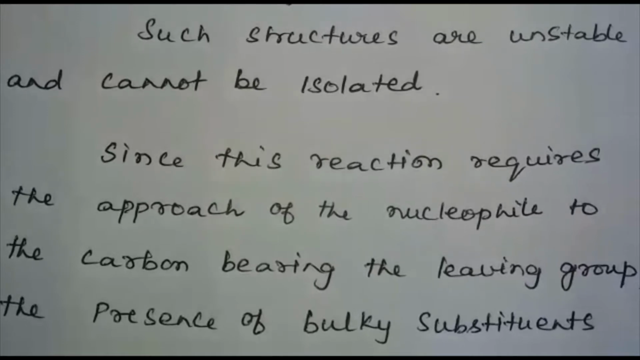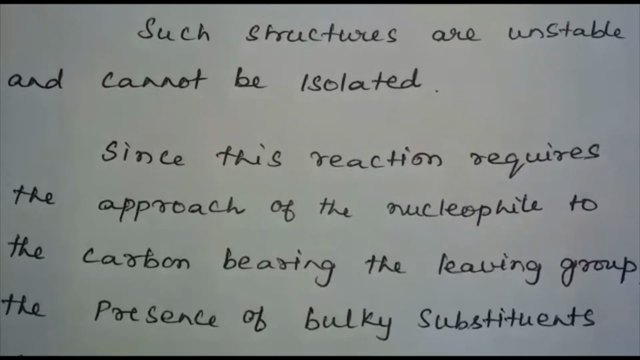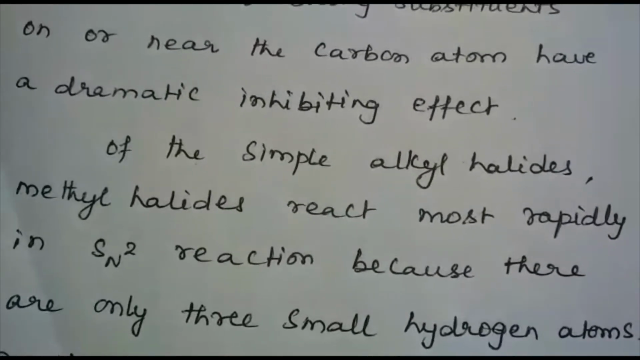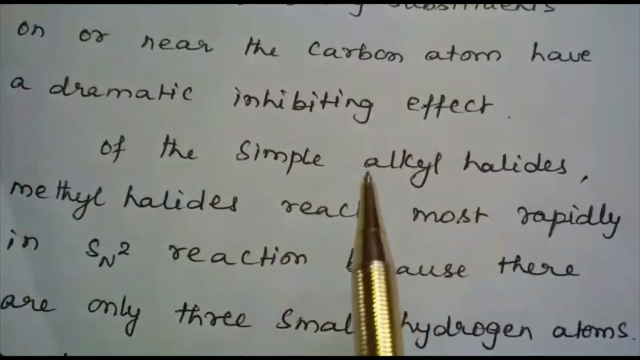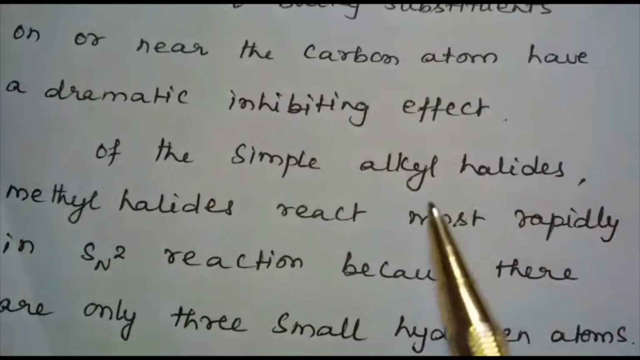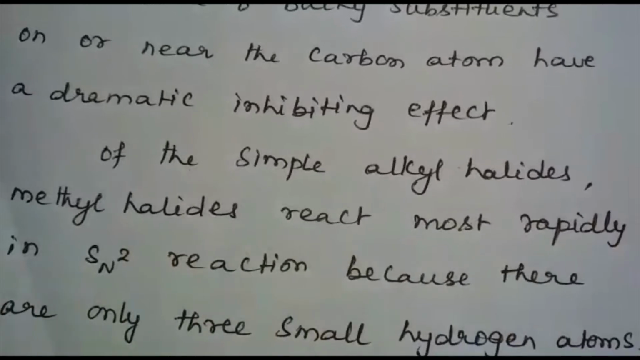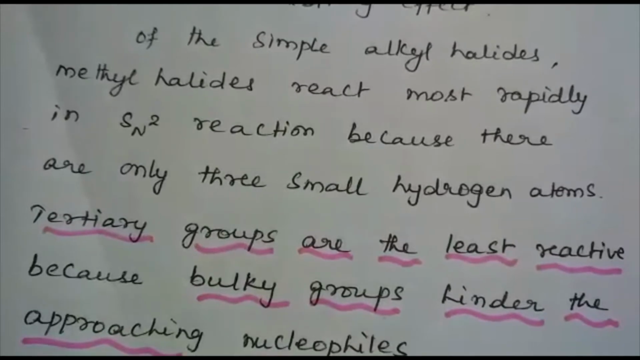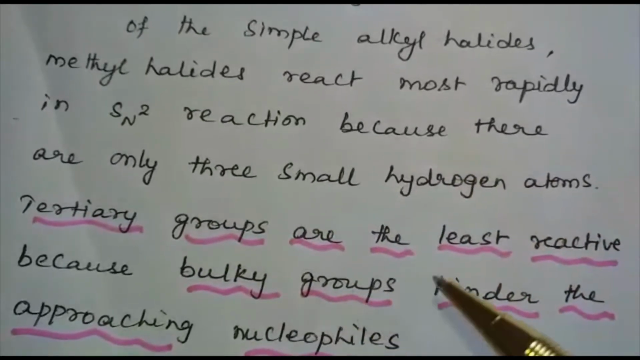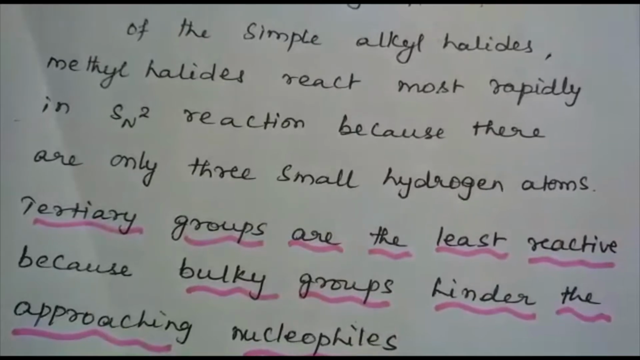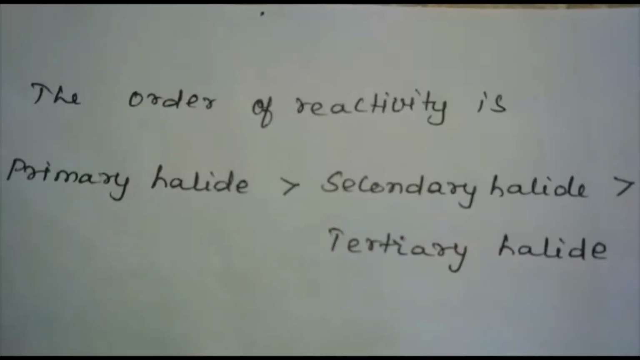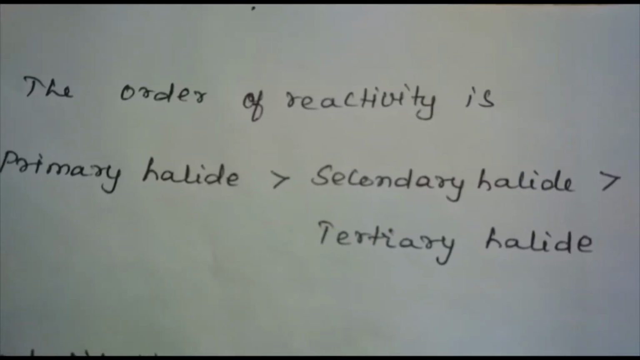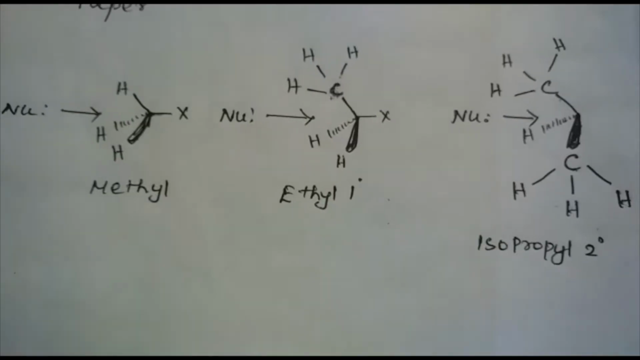Since this reaction requires approach of nucleophile to the carbon bearing the leaving group, the presence of bulky substituents on or near the carbon atom have a dramatic inhibiting effect. Of the simple alkyl halides, methyl halides react most rapidly in SN2 reaction because there are only three small hydrogen atoms. Tertiary groups are the least reactive because bulky groups hinder the approaching nucleophiles. The order of reactivity is primary halide greater than secondary halide greater than tertiary halide.